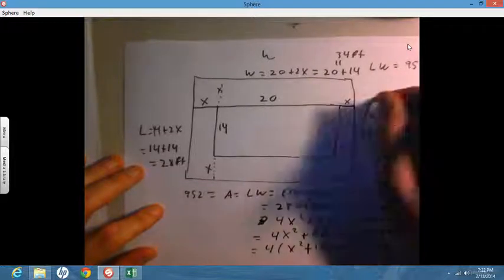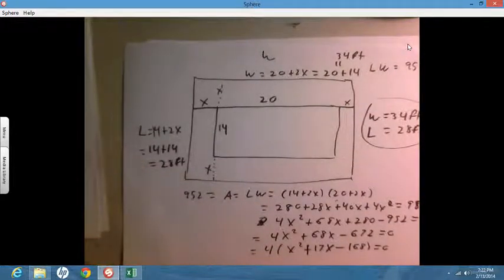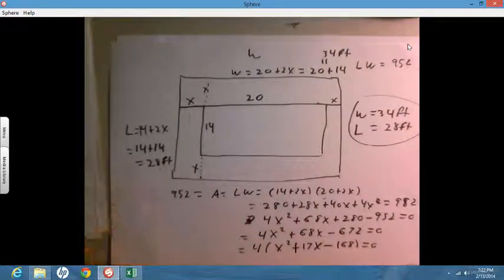giving the dimensions of the sidewalk. Okay, so I hope that answers the question, and I hope you have a wonderful day.